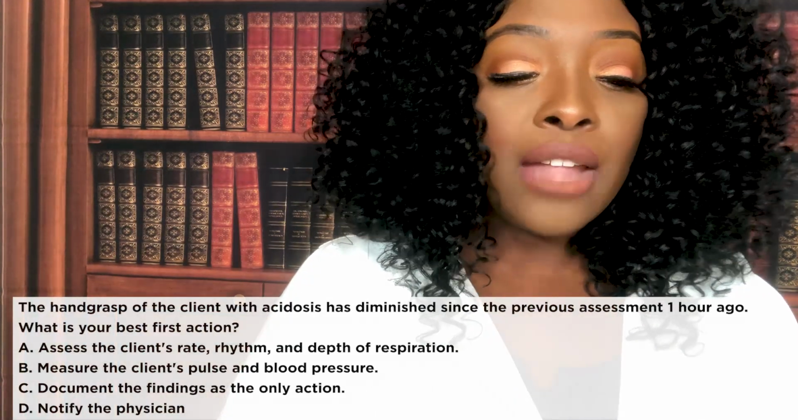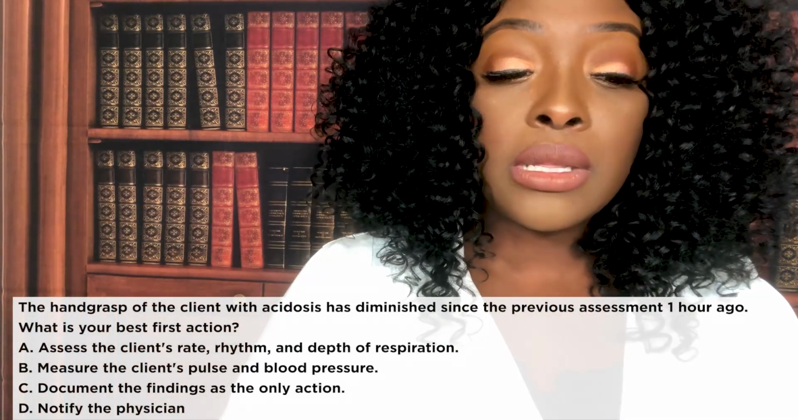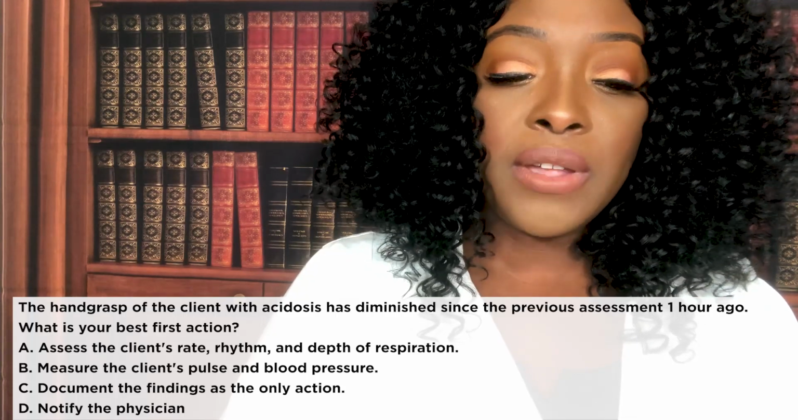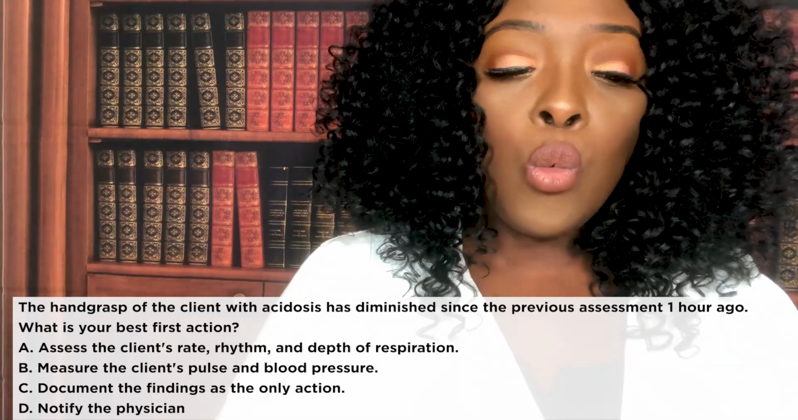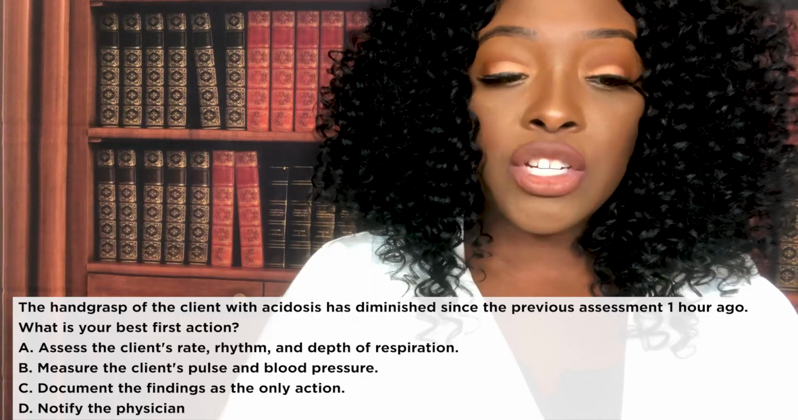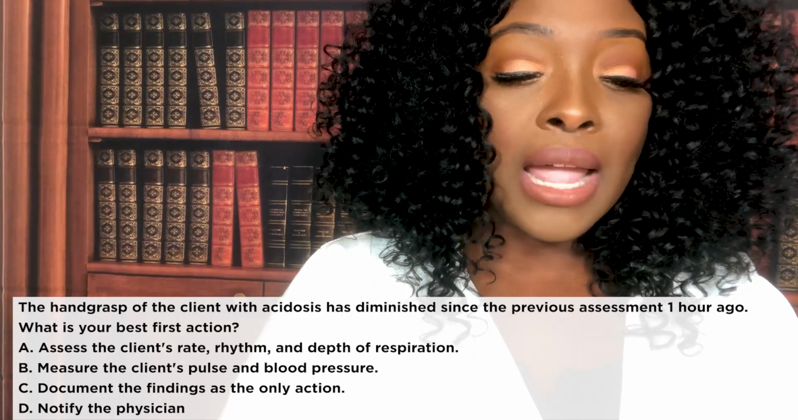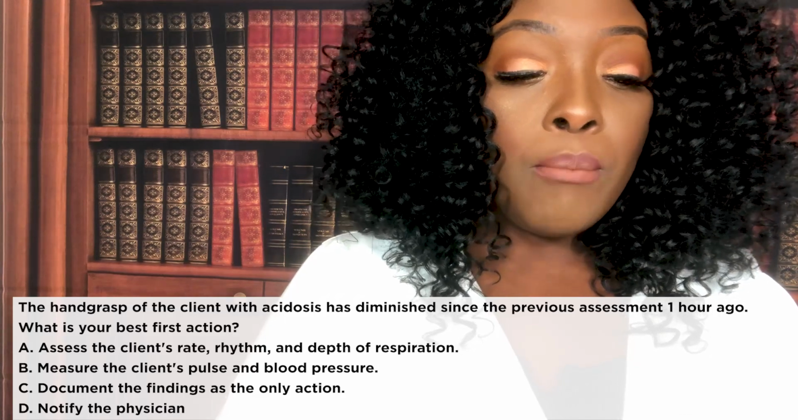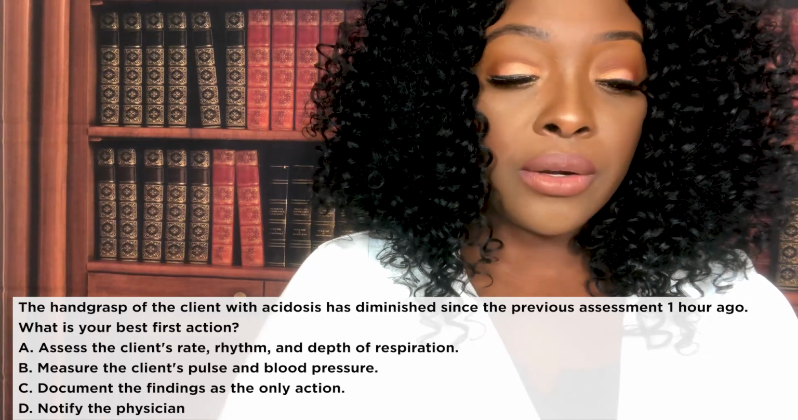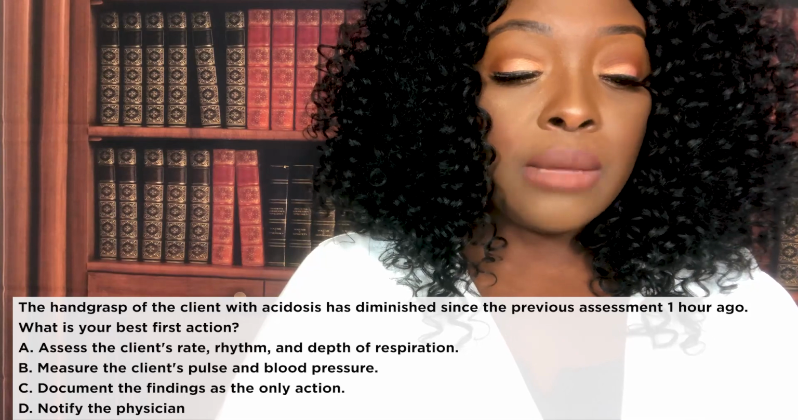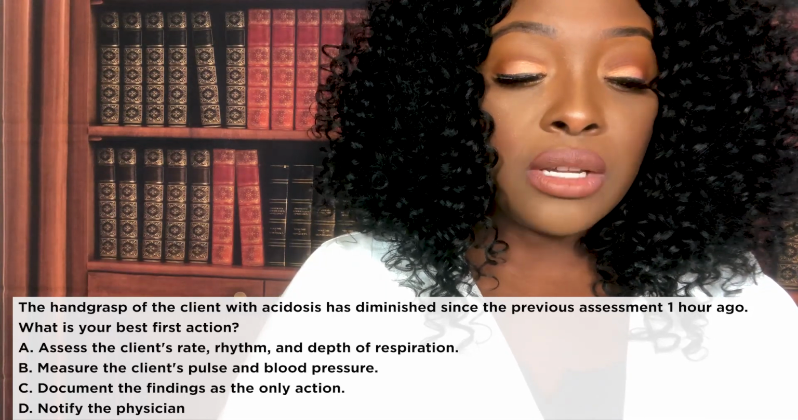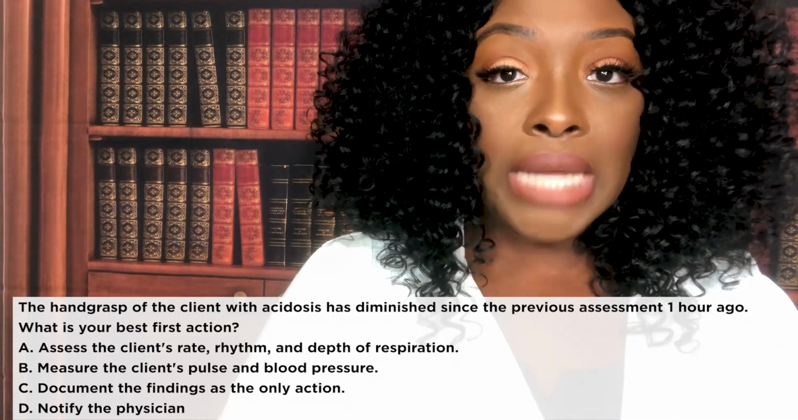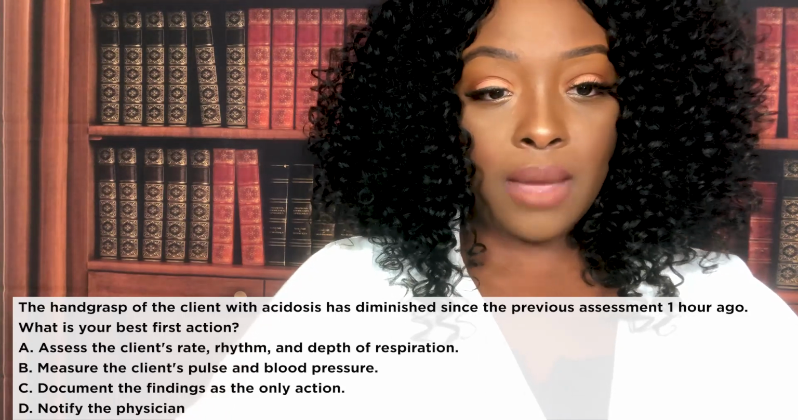All right, next question. The hand grasp of the client with acidosis has diminished since the previous assessment an hour ago. What is your best first action? 1, assess the client's rate, rhythm, and depth of respiration. 2, measure the client's pulse and blood pressure. 3, document findings as the only action. Or 4, notify the doctor. I'll give you a moment to think of your answer.